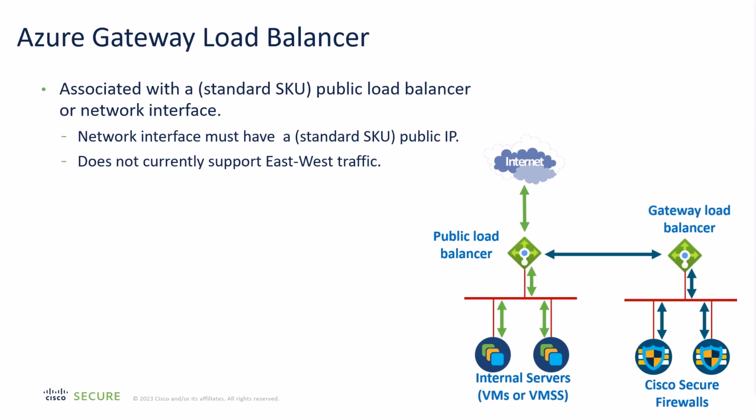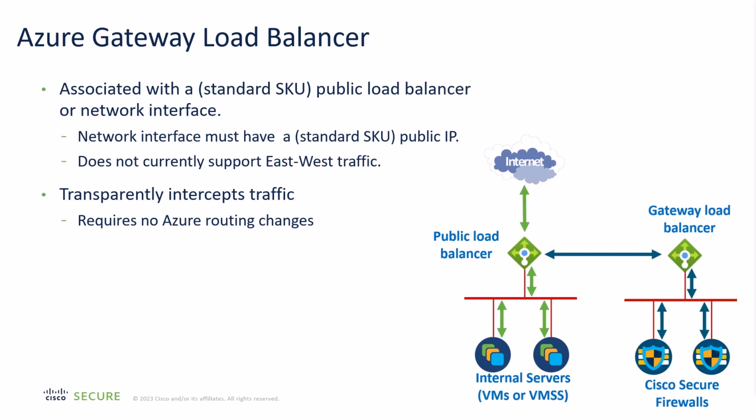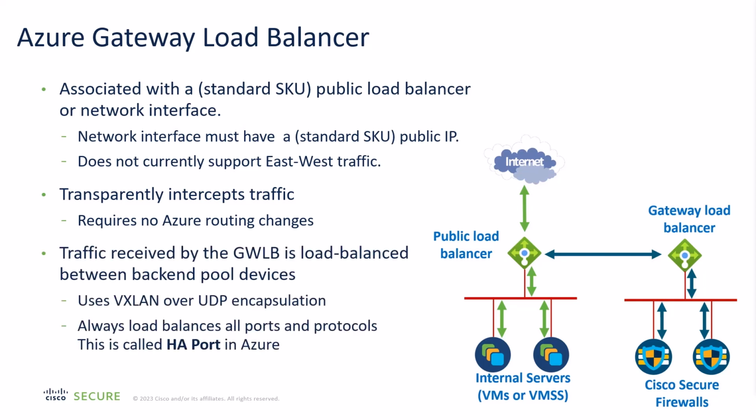It is associated with a public load balancer or with a VM that has a public IP address. In any case, there's a public IP address in the picture. The Gateway Load Balancer can transparently intercept the traffic. You don't have to make any changes to the Azure topology or to the routes. The traffic is received by the public load balancer or the IP address of the virtual machine, and it is encapsulated over VXLAN over UDP encapsulation and sent to the firewalls through the Gateway Load Balancer.